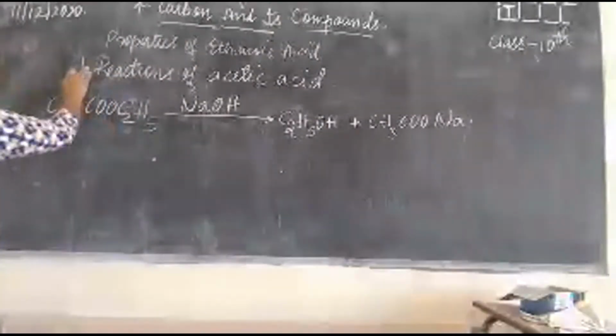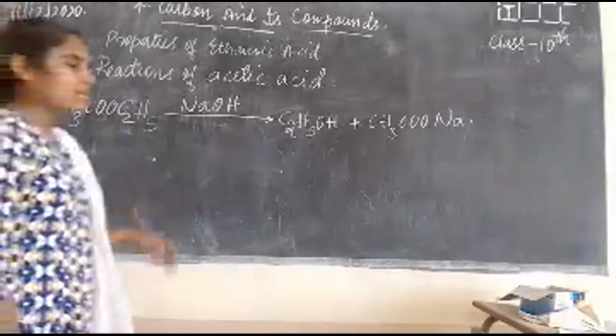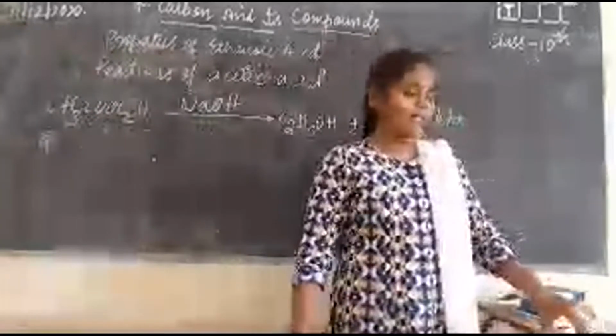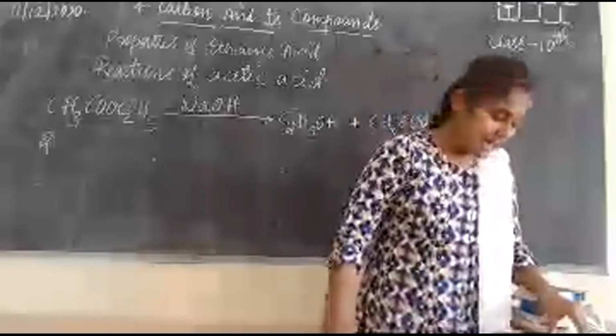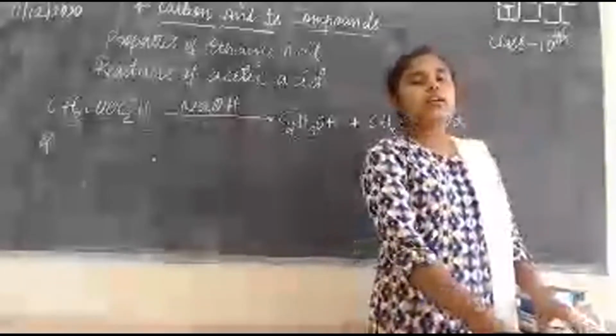So this was the second, then we have seen esterification. The next one is the reaction with the bases. Generally, some mineral acids, like ethanoic acid, react with a base such as sodium hydroxide to give salts.